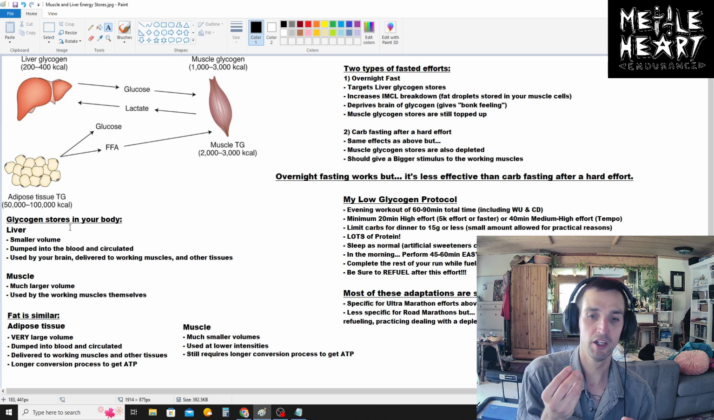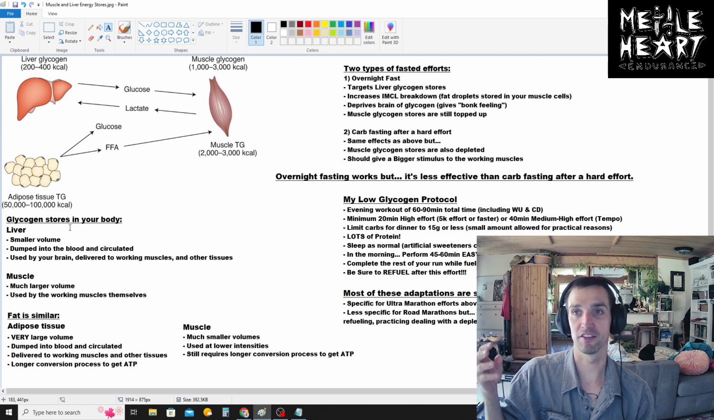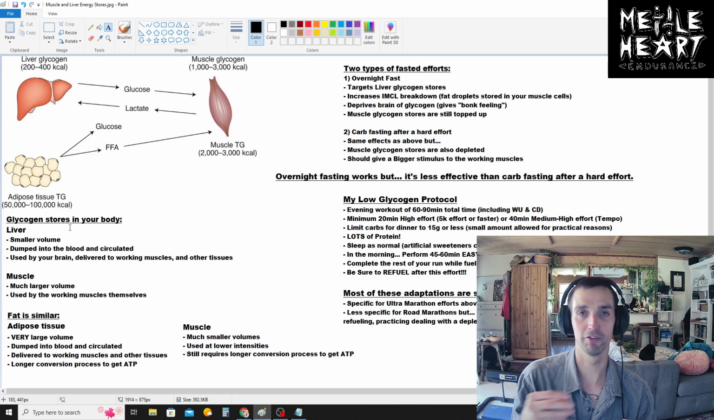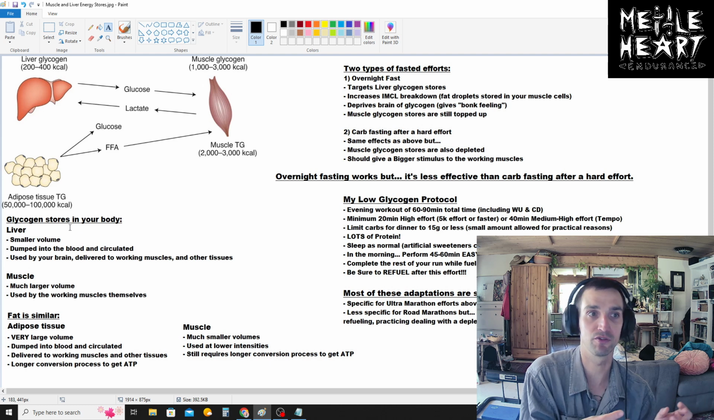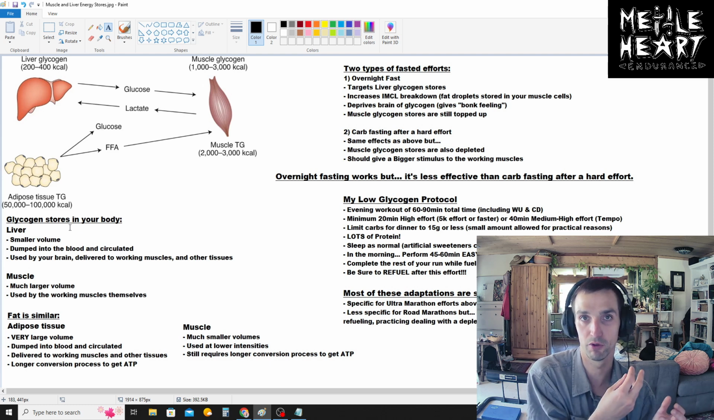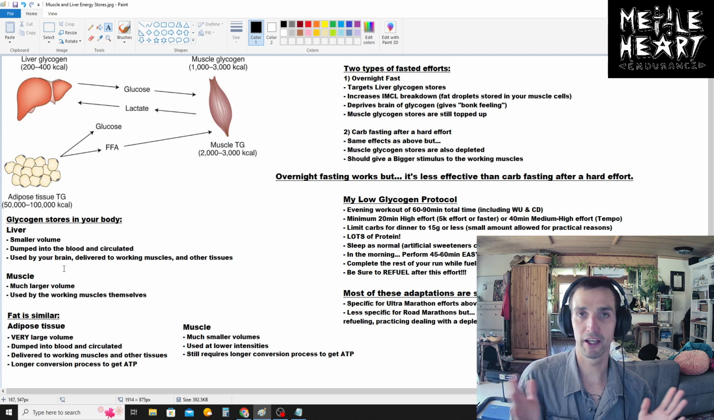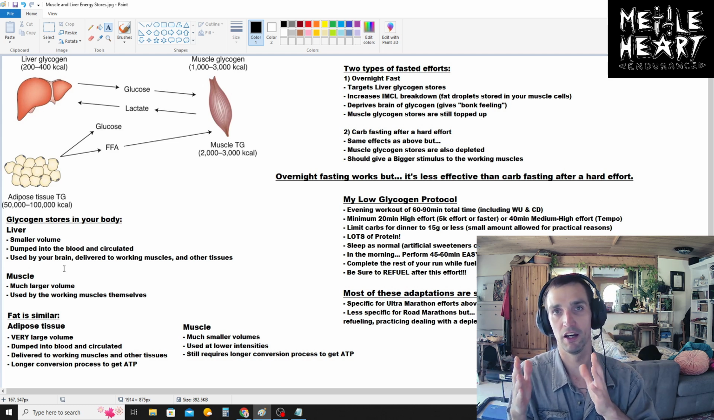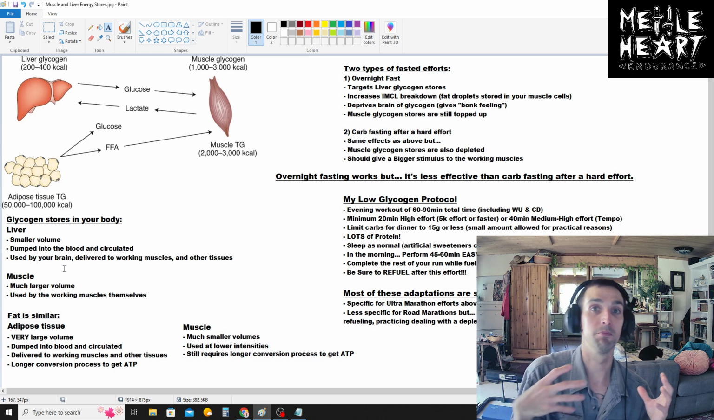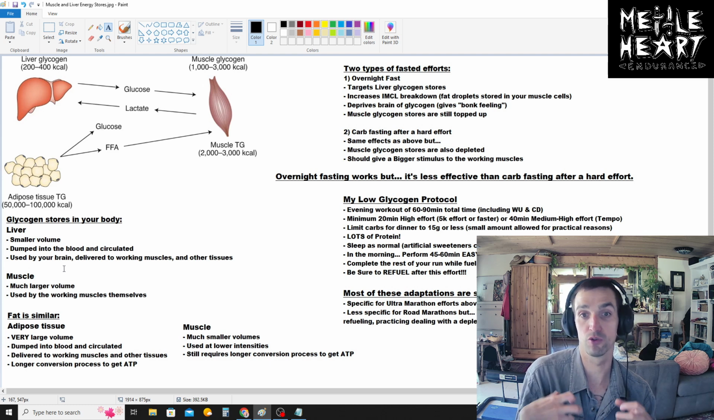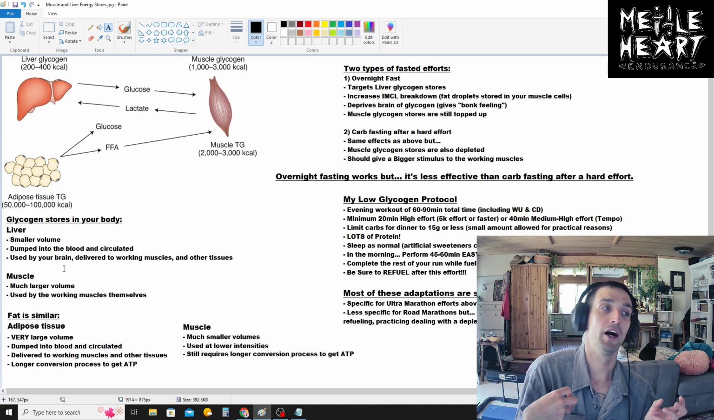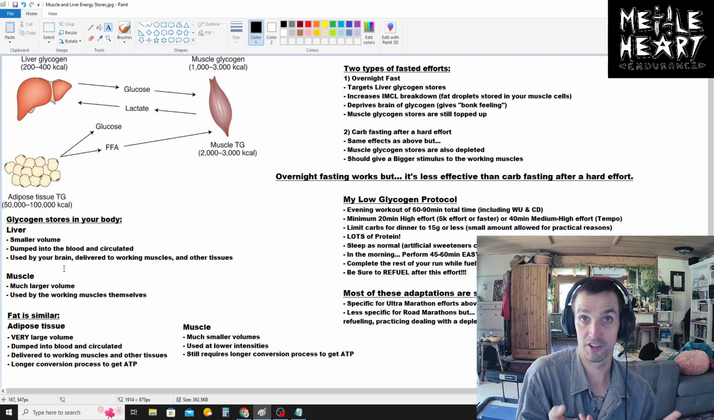Fat is a much more efficient way to store energy, but it takes more processing to release that energy. For every gram of fat, you can get about 9 calories, versus about 4 for a gram of glycogen. We mainly store glycogen, that storage form of carbohydrate, split between your working muscle and your liver. The majority of those calories are stored inside your working muscle, because then it's closer to the site where we need it.